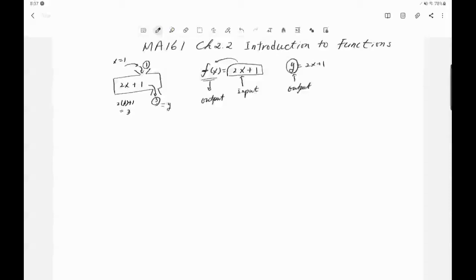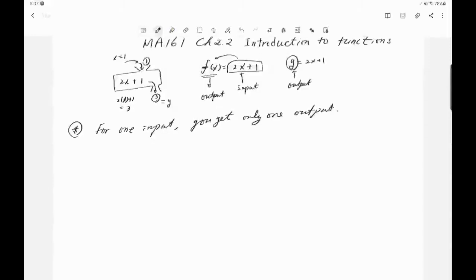So whenever you put in one input, you get one output. You cannot have two outputs. So the definition of a function is really simple. You provide one input, then you get one output. That's it. For one input, you get only one output. That's the definition of a function.